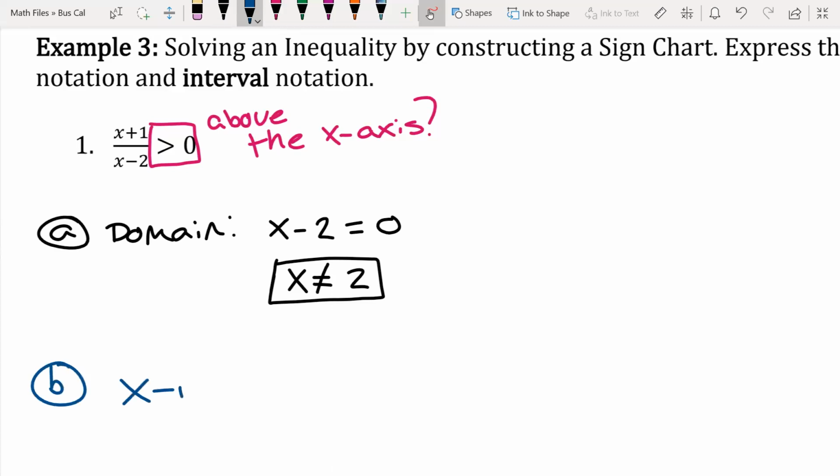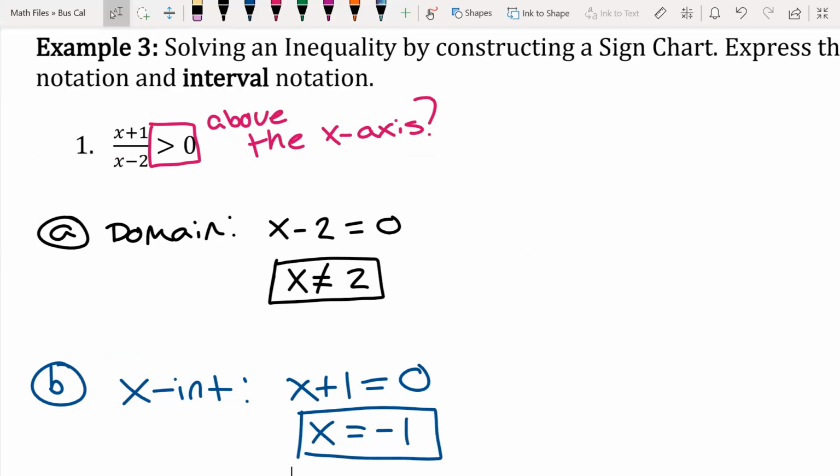Step B, we're going to find an x-intercept. Well, I'm going to make your work really, really simple for these problems. So whenever you're given a rational function or expression, the denominator will always give you the domain. The numerator will always give you the x-intercept. So whenever you're solving for a domain, set the denominator equal to 0. And whenever you're solving for the x-intercept, set the numerator equal to 0. Makes the work a lot easier. Okay, and then move that over, and x equals -1.